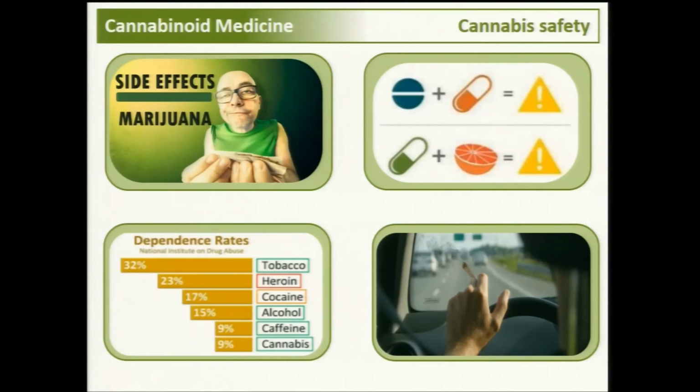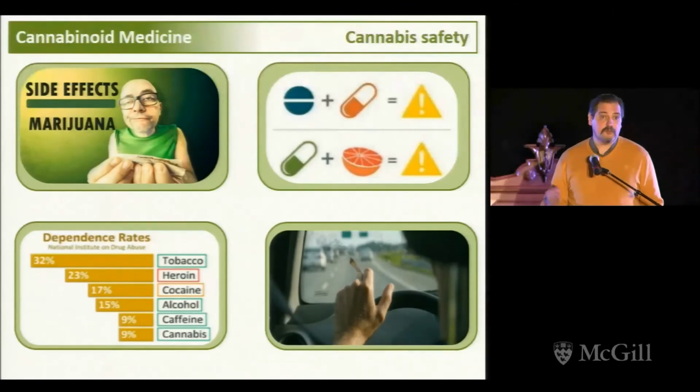The classical side effects of the medicinal cannabis we're dealing with are dry mouth, somnolence, and dizziness. These are very mild side effects, and in general, in the literature, the rate of these side effects is very, very minor. What about interactions?